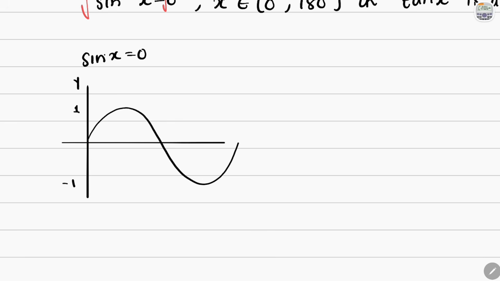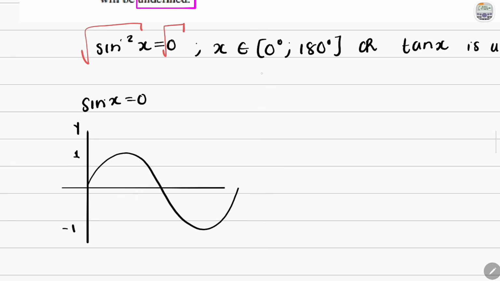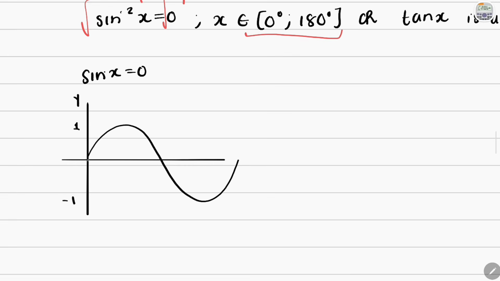Where does the sine graph have a y value of 0 within this interval? Do you see that at 0 degrees, this is a point 0 degrees and 0. So the y value here is 0. Where else does it have a y value of 0? You can clearly see that is where it intersects the x-axis. That is where we have a y value of 0.